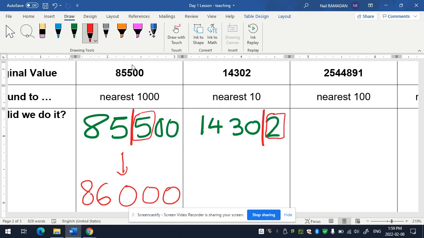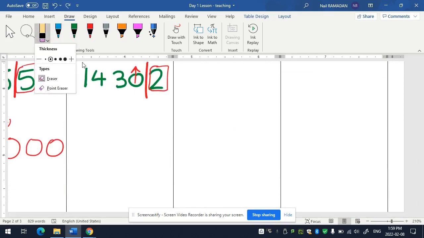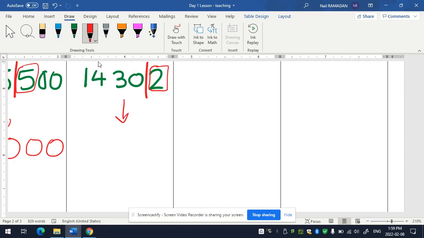is not big enough to bump this guy up, which is why I'm going to take this arrow, because it doesn't. It doesn't bump this up. So that means these numbers stay the same, and this one turns into a 0, which makes sense. If you have $14,302, you are closer to $14,300 than to $14,310 and so on. All right. So far, so good.